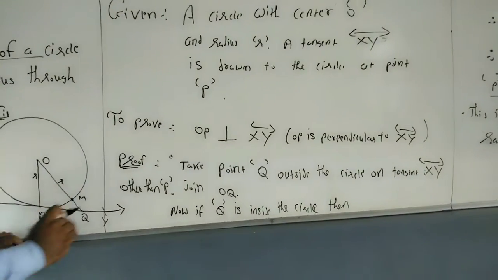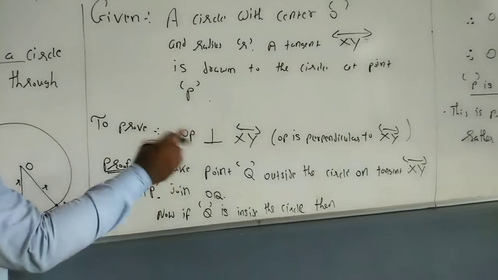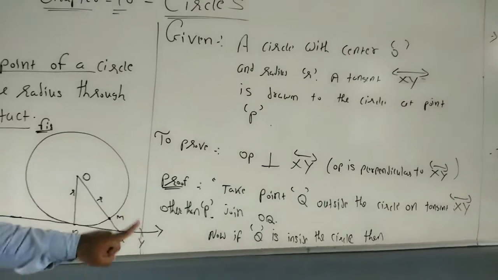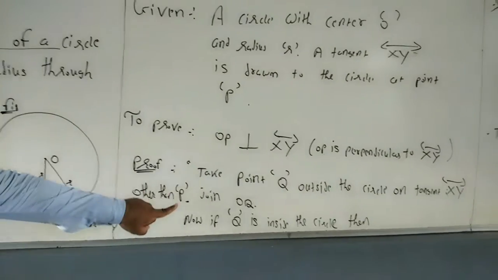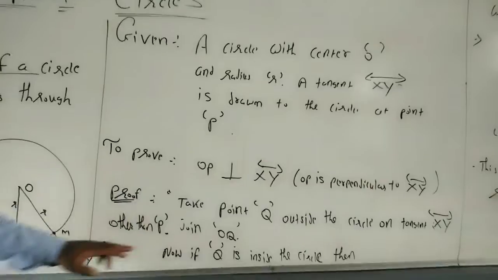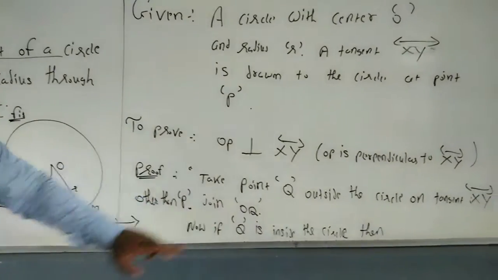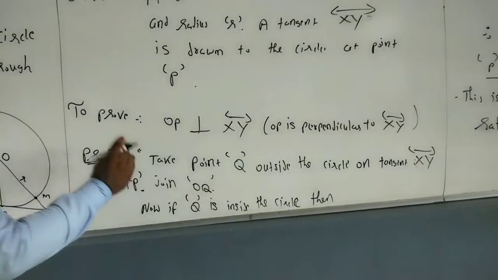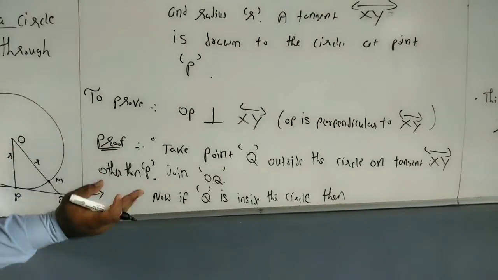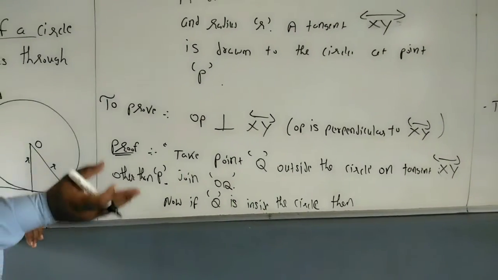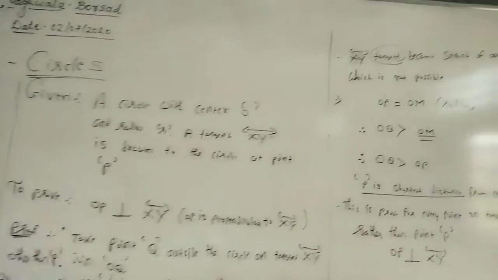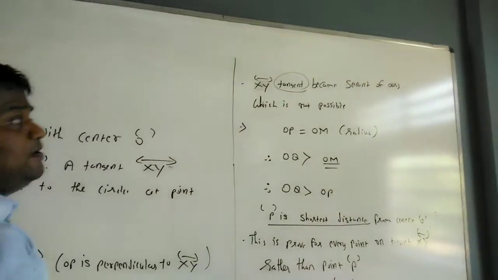The proof is really easy. Proof: take a point Q on tangent XY other than P, outside the circle. Now join OQ. This is the first condition, where you have taken Q outside. In the second condition, if you take Q inside the circle, then XY is not becoming the tangent. It will become a secant, which is not possible for us.